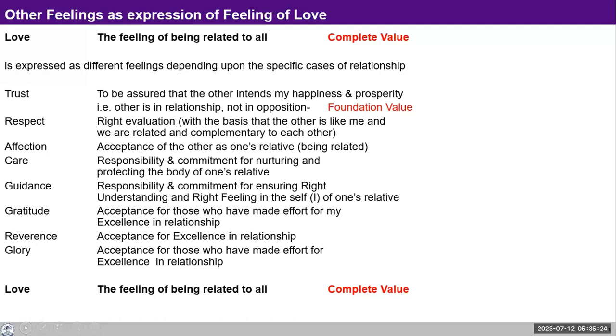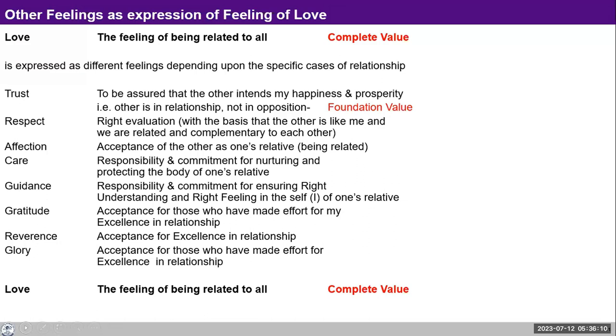As your acceptance grows for more and more individuals, initially, you may have a feeling of affection for some people in your immediate family, but we are not able to see the relatedness with others outside. Slowly, as we are able to see our relatedness with more and more, we have an acceptance for that relationship. And so we have, eventually, this feeling of love, being related to all. In fact, not just human beings, but every unit in existence. So this includes everything in nature. So that is termed the complete value.